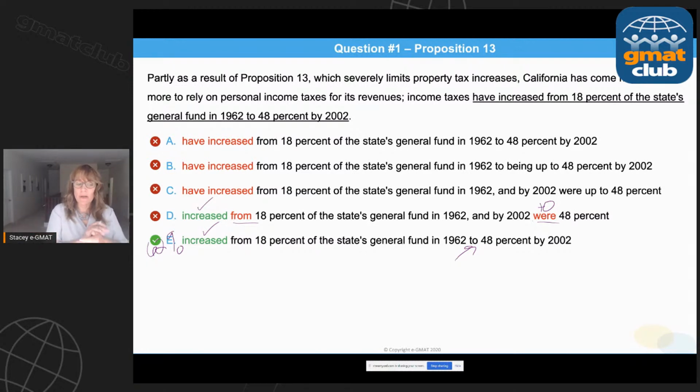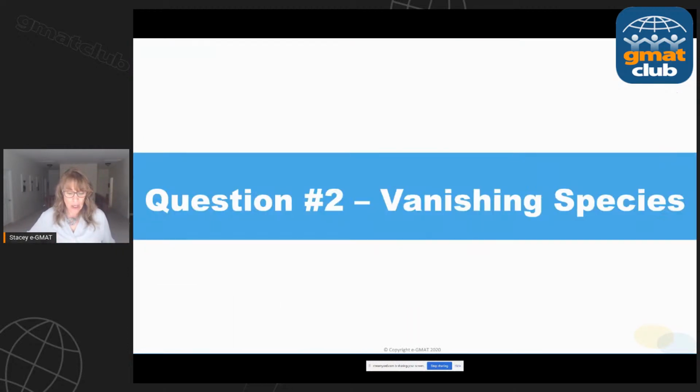But the GMAT will never introduce two grammatically correct sentences to you. There will always be one clearly correct sentence, and the other sentence, even if it has two correct verbs, is going to have the introduction of another error, which we see here with the expression error. Okay? So hopefully the use and the difference between the present perfect and that continuing action versus the simple past tense is clear. Let's move on to the vanishing species question.